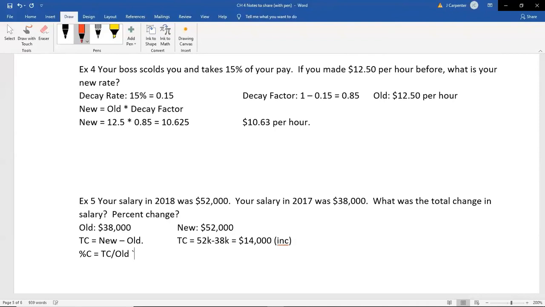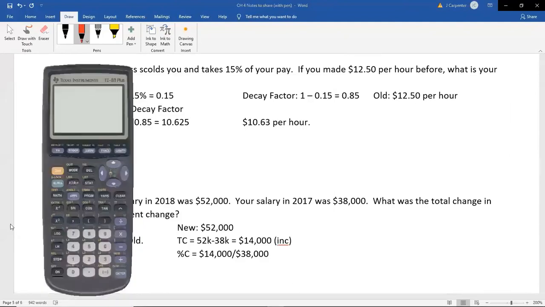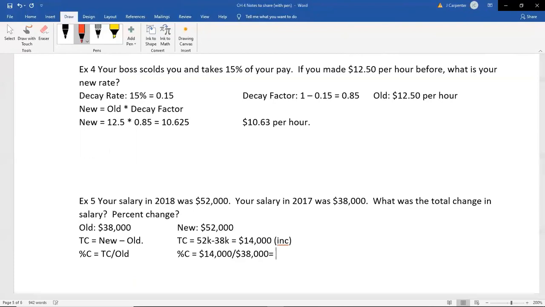The percent change would be the total change, which we just found, of 14,000 divided by the original value, which was the 38,000. I want to put my units in this one. And if you do that division and convert and all that jazz, so $14,000, the dollars cancel out because the same units top and bottom. We get 0.3684, which when you convert this to a percent, because that's a decimal, is 36.84%, or 36.8, just depending on how you want to round.